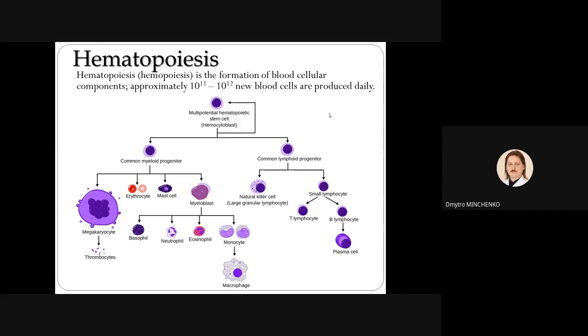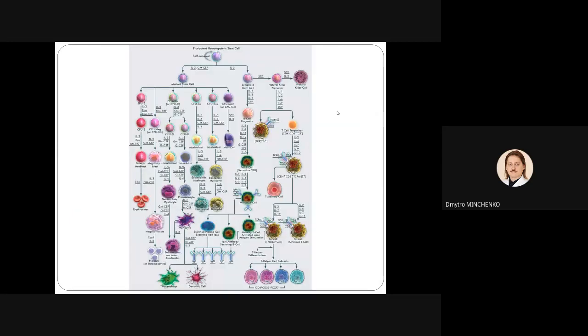The common lymphoid progenitor produces NK or natural killer cells, and small lymphocytes, which mature to T lymphocytes or B lymphocytes. B lymphocytes undergo further maturation to become antibody-producing plasma cells. This is the brief overview of hemopoiesis. Here on this slide, you can see a more detailed process.